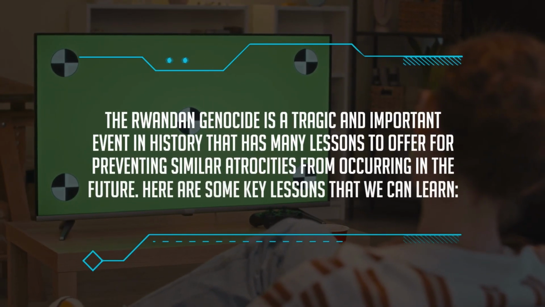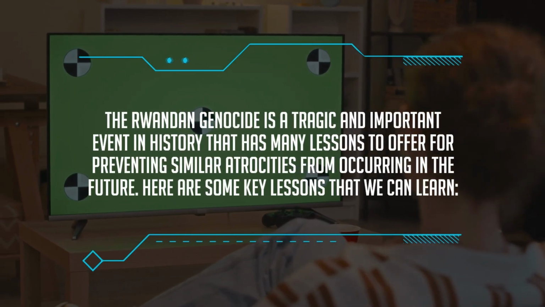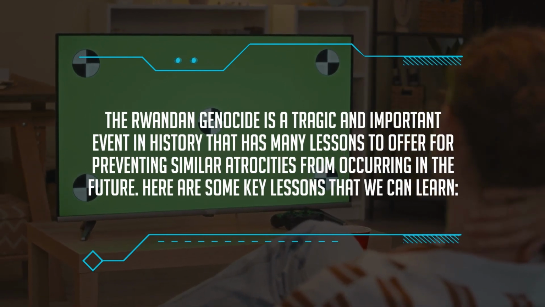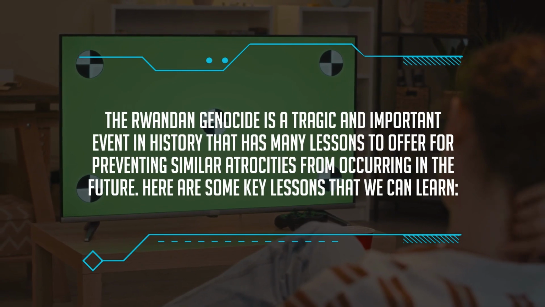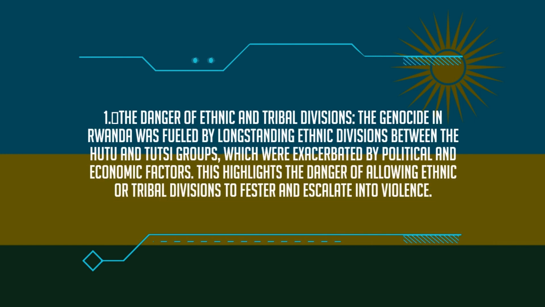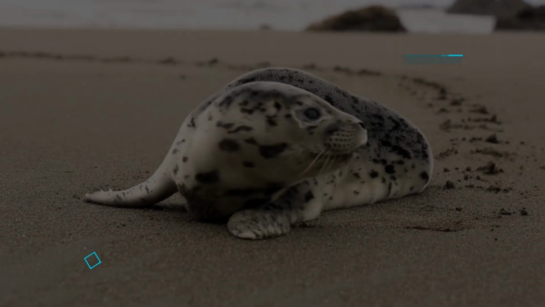The Rwandan genocide is a tragic and important event in history that has many lessons to offer for preventing similar atrocities from occurring in the future. Here are some key lessons that we can learn. 1. The danger of ethnic and tribal divisions. The genocide in Rwanda was fueled by long-standing ethnic divisions between the Hutu and Tutsi groups, which were exacerbated by political and economic factors. This highlights the danger of allowing ethnic or tribal divisions to fester and escalate into violence.